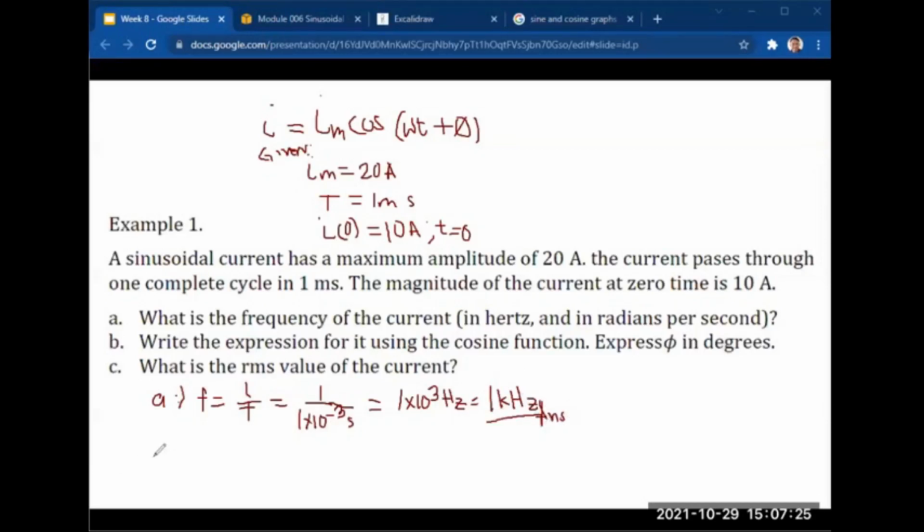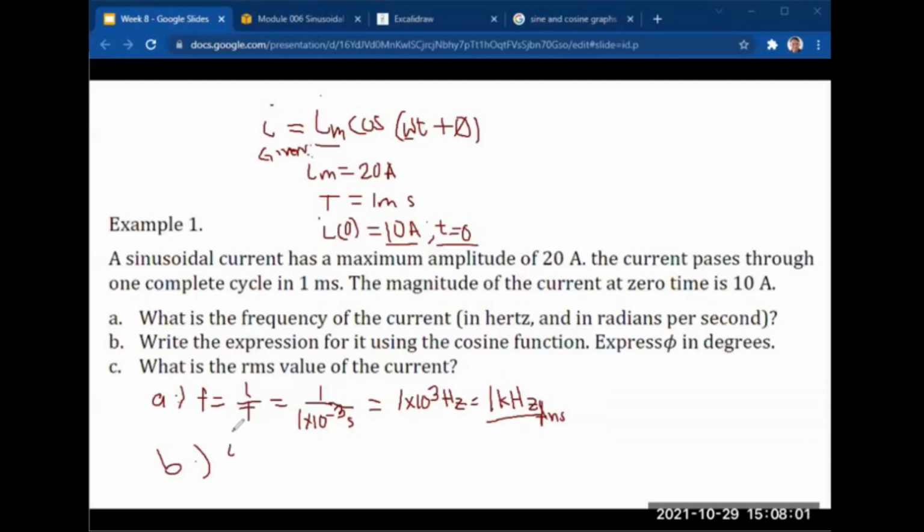Letter B: write the expression for it using the cosine function. Express phi in degrees. Is phi given? No. But we are given Im, and we can get omega from our frequency. Phi is not given. How about I? Yes, I is given, which is equal to 10 amperes if time t is equal to 0. So we can try to solve this one.